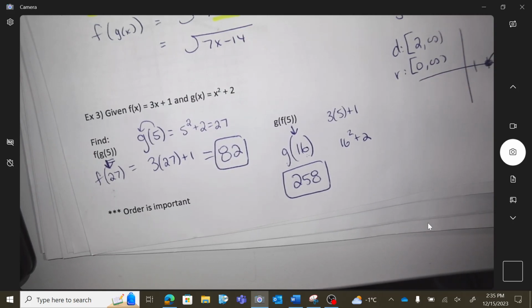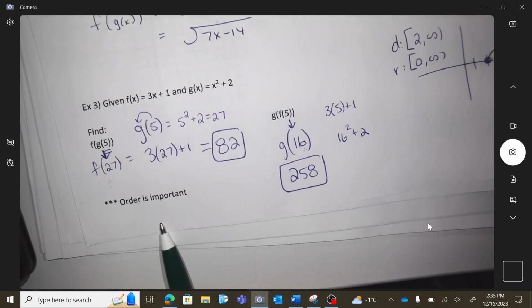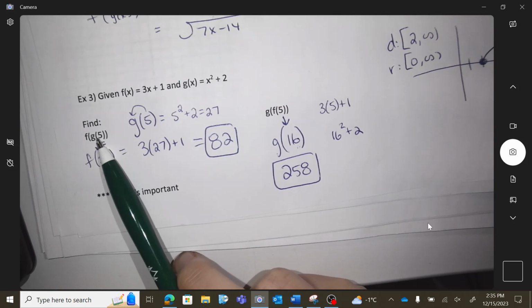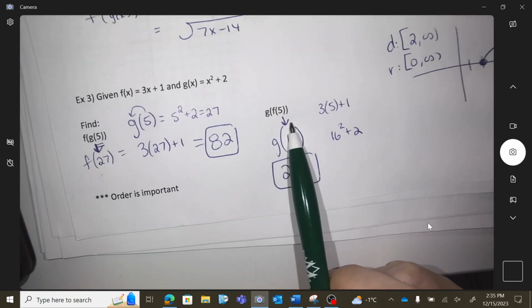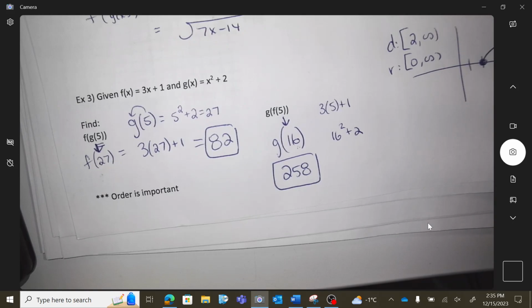So here's the moral of the story. Order is important. You can see how I used the F and the G. I used the same functions. I used the same number. But because I did them in different order, that's a different question completely.